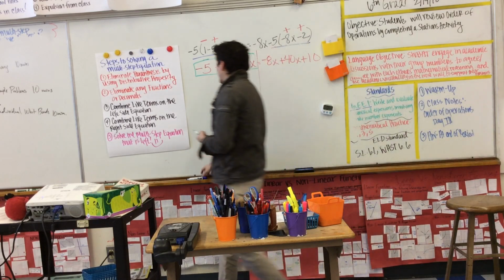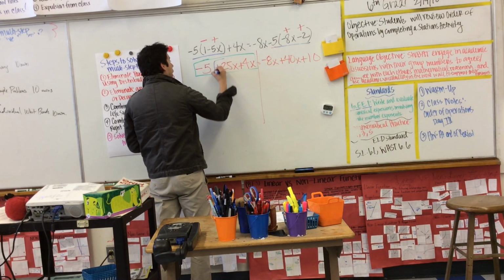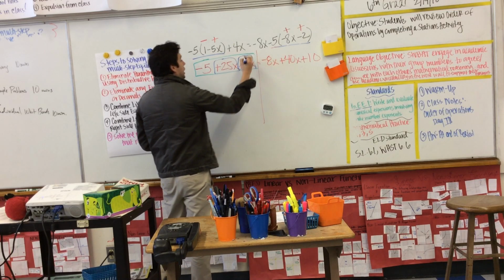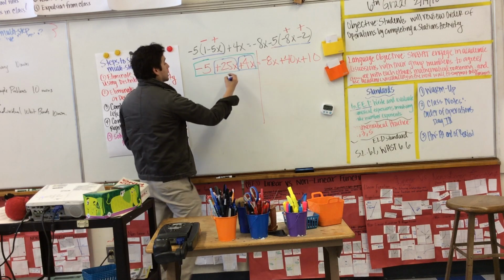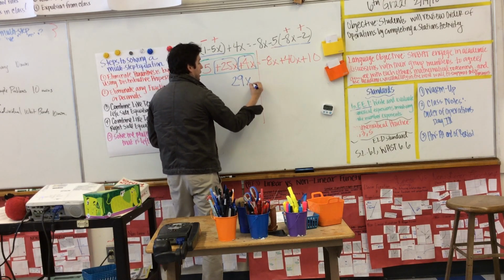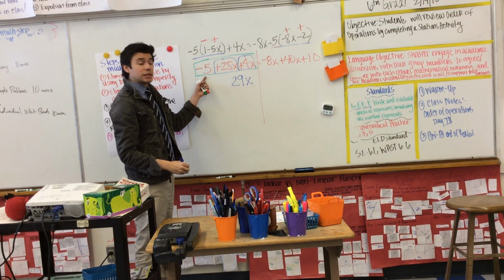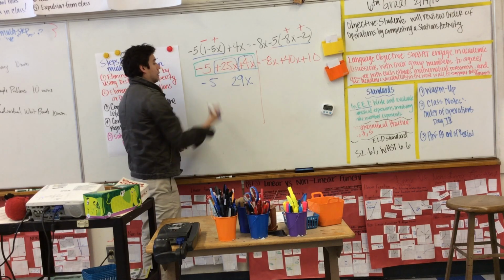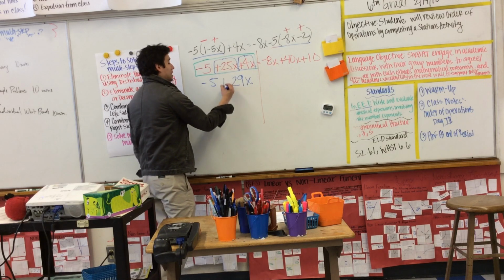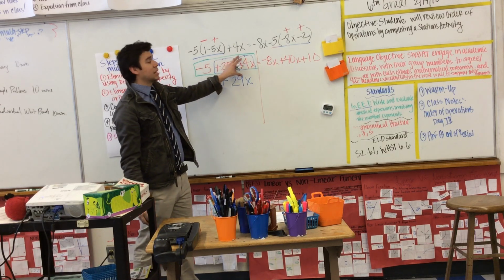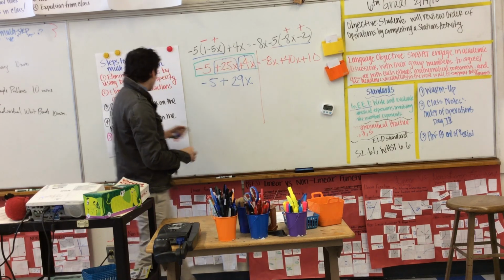So then, therefore, I could combine positive 25x and 4x because they're like terms. 25 plus 4 is 29x. So now I have a 29x here. I didn't touch the negative 5, so I'm going to drop it. Well, what sign is between the 5 and the 29? It's a positive. Boom! We cleared this mess already.